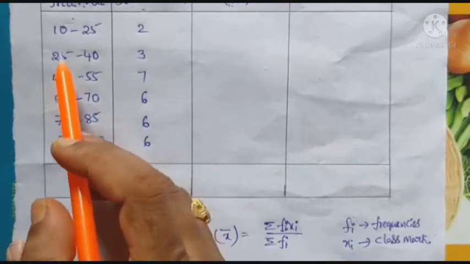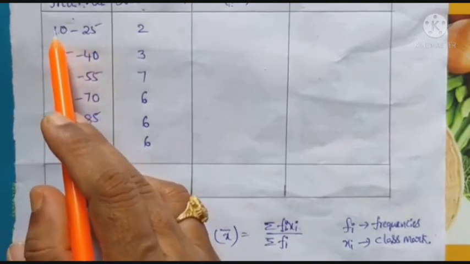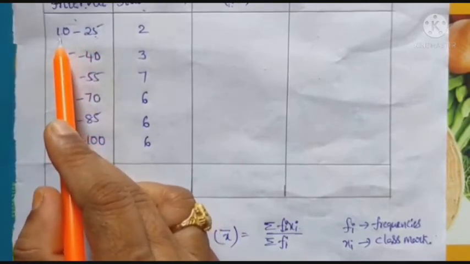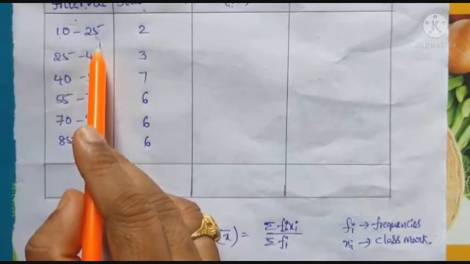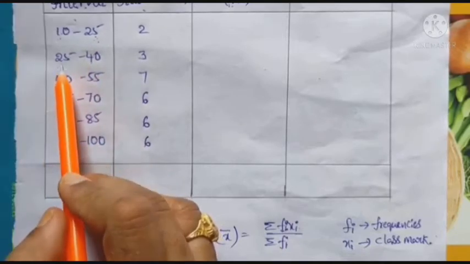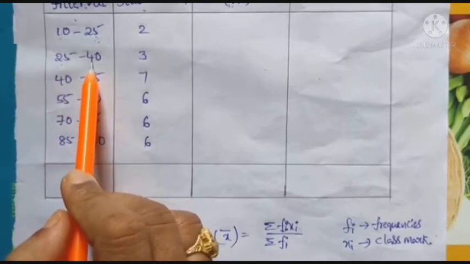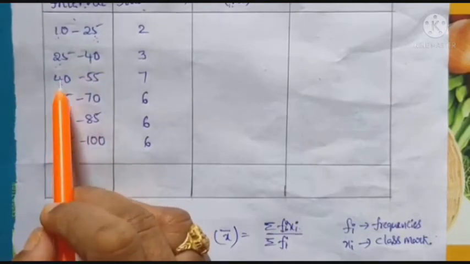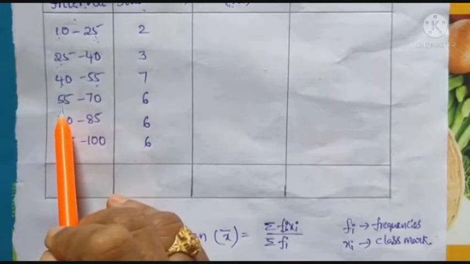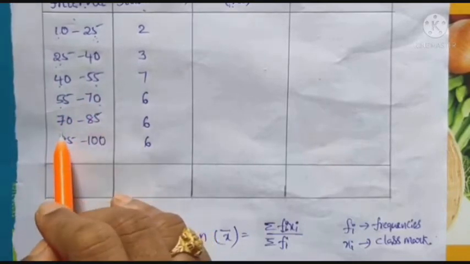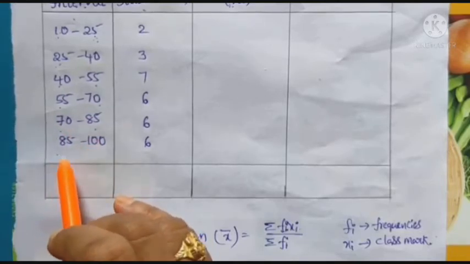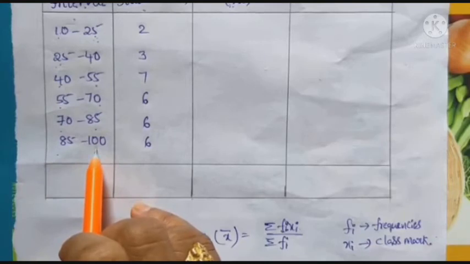Xi is the class mark. Let us observe these class intervals. 10 to 25: here 10 is the lower limit, 25 is the upper limit. Next class interval 25 to 40: 25 is the lower limit, 40 is the upper limit. Next, 40 is the lower limit, 55 is the upper limit. Next, 55 is the lower limit, 70 is the upper limit. Next, 70 is the lower limit, 85 is the upper limit. Next, 85 is the lower limit, 100 is the upper limit.